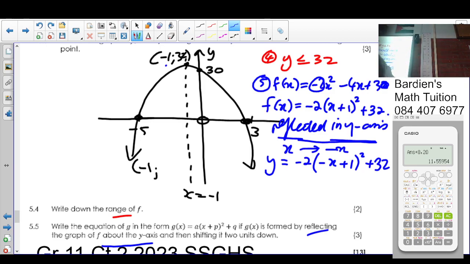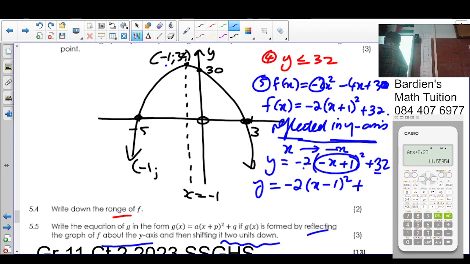Then shifting it 2 units down. So what do we do? A -2, so I subtract 2 then. If I tidy that up, I'm going to take out the negative as a common factor there. But negative squared is positive, so it's not going to affect that. So it's -2 into (x - 1) squared plus 32 minus 2, which is 30. So that is the equation that you should be looking for.